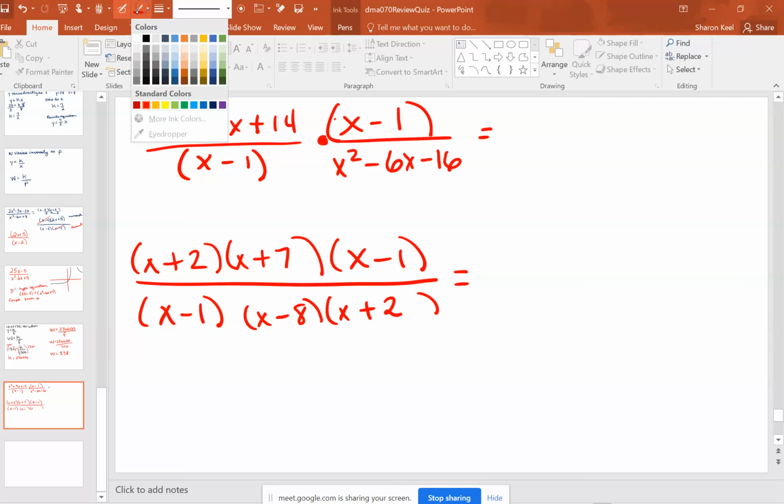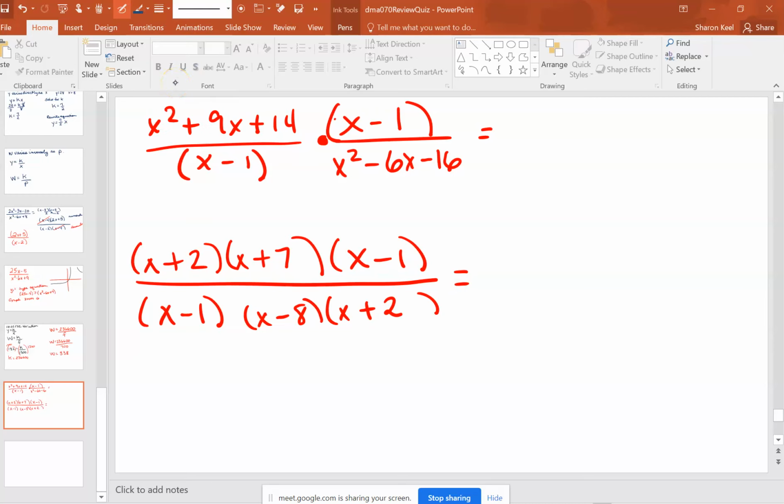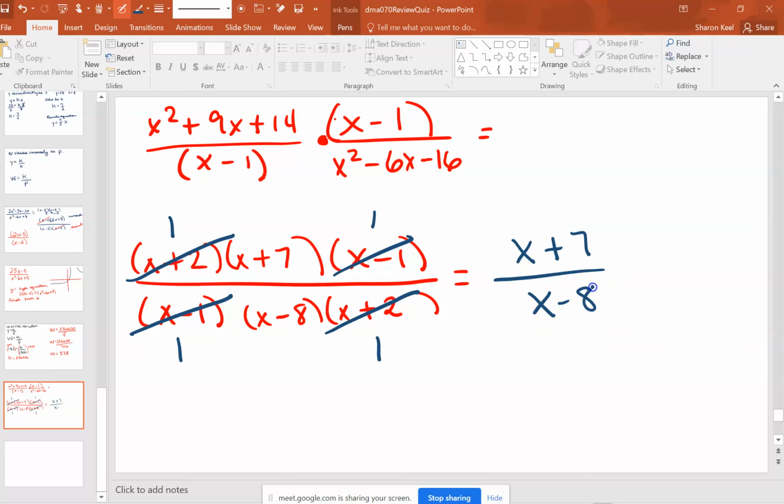So now that everything is factored, we're going to go about and see what can cancel. This x plus 2 here and here are going to both cancel. The x minus 1 here and here are going to cancel. And we're going to be left with an x plus 7 over an x minus 8. I would suggest still put the parenthesis around because I don't want somebody to accidentally try to mark out those x's. They cannot be canceled. We can only cancel things when it's on factor, which means everything is being multiplied. There's no pluses and no minuses. Okay, so this will be left in this form.